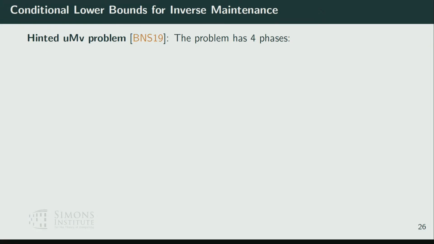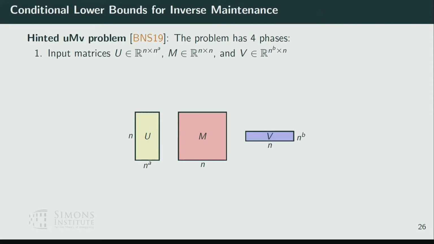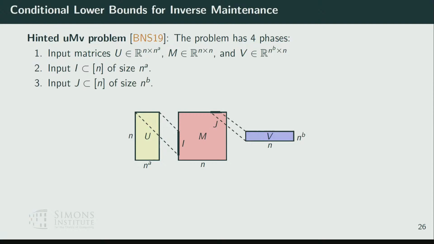This is called the hinted OuMv problem. It's slightly more complicated, so let me go through it with graphs. In the beginning, you are given not only a matrix M, but also a rectangular matrix U and a rectangular matrix V of size n by n^a and n by n^b. This n^a and n^b will exactly match the n^a and n^b thresholds we had in the upper bound. Then in the second phase, you are given some index set I of the rows of M. In the third step, you are given some index set J of the columns of the matrix M.